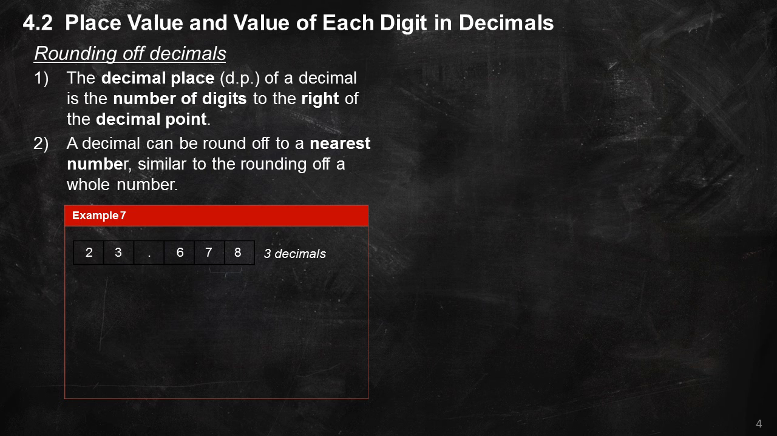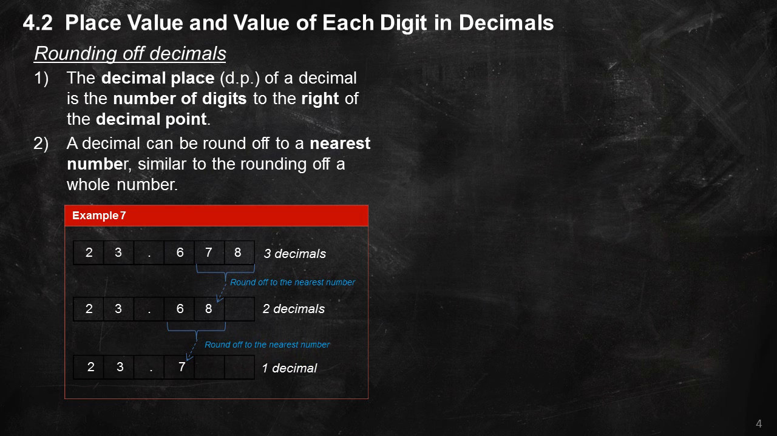23.678. Round off to the nearest number. 23.68. Round off to the nearest number. 23.7.